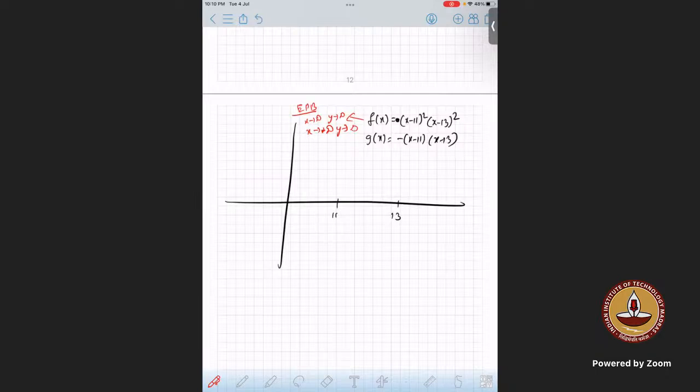Look, this is like an even root. So it will go like this. Again, even root. It will go like this. Clear? This is R1.